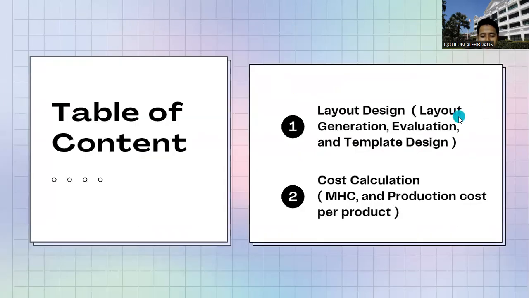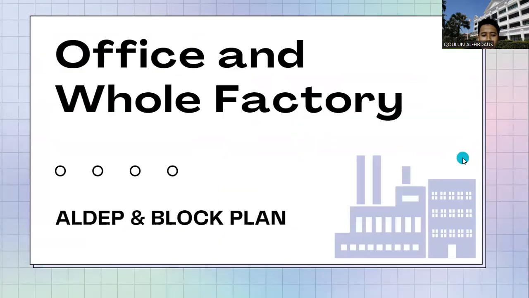Okay, this is our table of contents. The first is layout, which covers layout generation, evaluation, and template and design. The second is cost calculation, which covers material handling calculation and then production cost per product. For the first part, the office and whole factory, we use ALDEP and Block Plan.